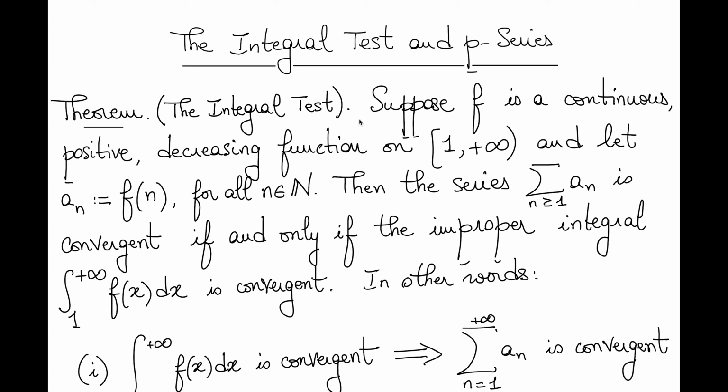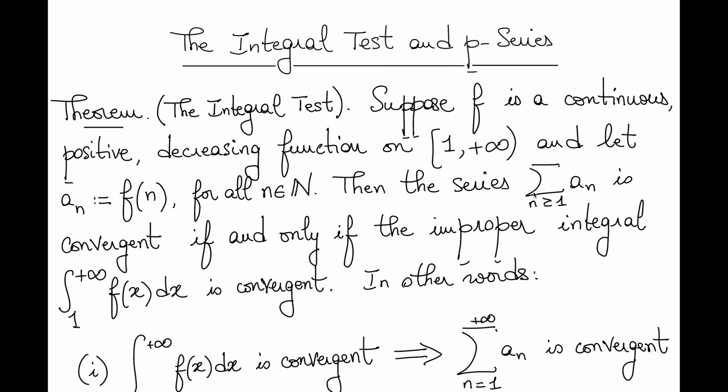So here are the details of the test. Suppose you're given a function f which is continuous, positive, and decreasing on the interval 1 to infinity. So three conditions: continuity of the function, positivity of the function, and the function being monotonic, decreasing on 1 to infinity. And suppose that the image of any natural number n is equal to a_n. So f of n, where n is a natural number, is defined to be a_n.